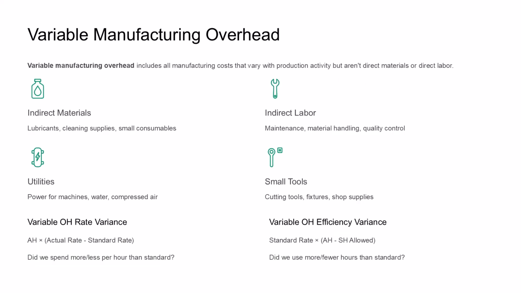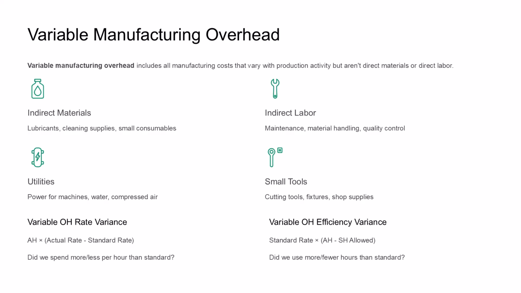Variable manufacturing overhead, the third dimension. Variable manufacturing overhead includes all the manufacturing costs that vary with production activity but aren't direct materials or direct labor. Examples include indirect materials like lubricants and supplies, indirect labor like maintenance and material handling, utilities that vary with machine usage, and small tools. These costs are typically allocated to products based on a predetermined overhead rate tied to an activity measure, most commonly direct labor hours or machine hours.